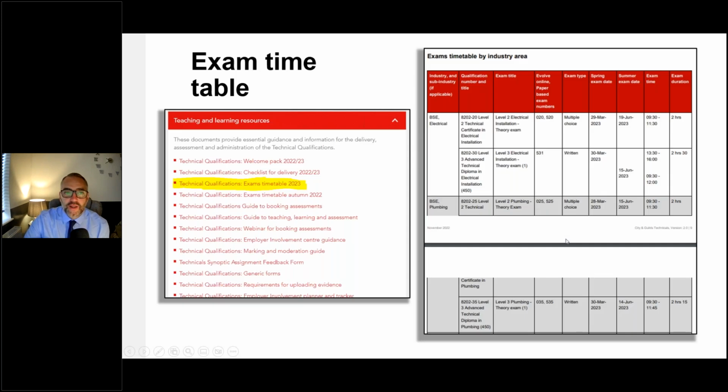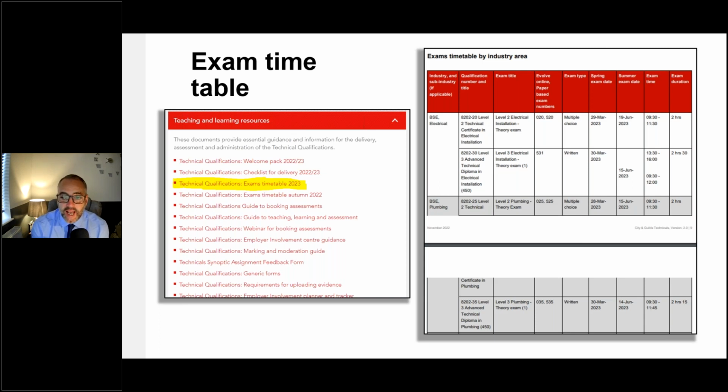So, information on the actual exam. Well, the first thing is these are dated entry exams with this qualification. The exams timetable is already out. You can find it on the resources page. We've highlighted it there on the left, and again, it's from the links that we've dropped in. And on the right, you'll see the actual dates for electrical and plumbing. That's just snipped from that timetable.